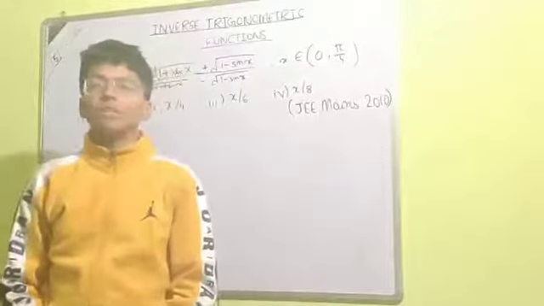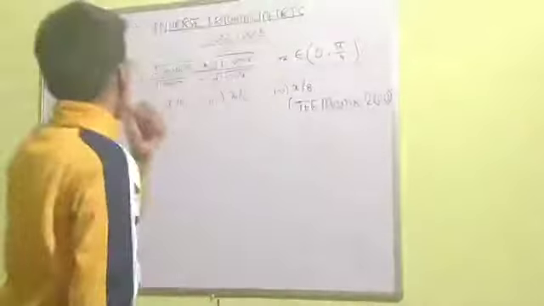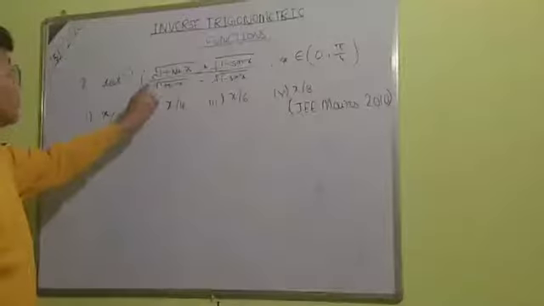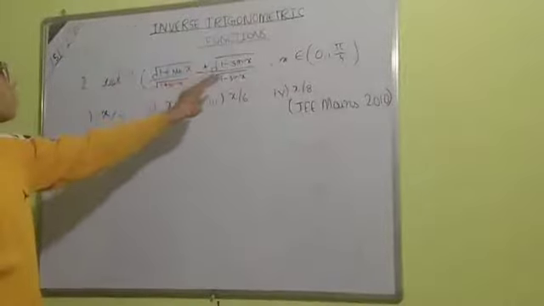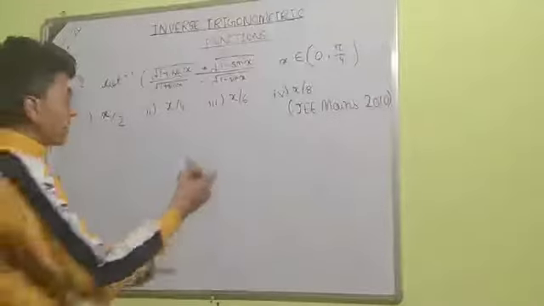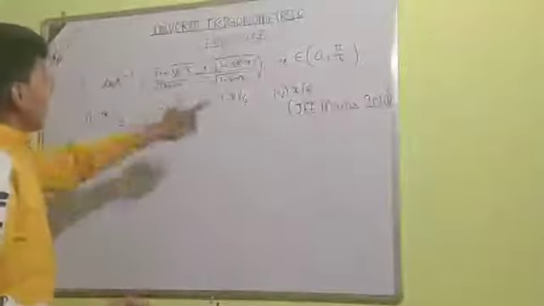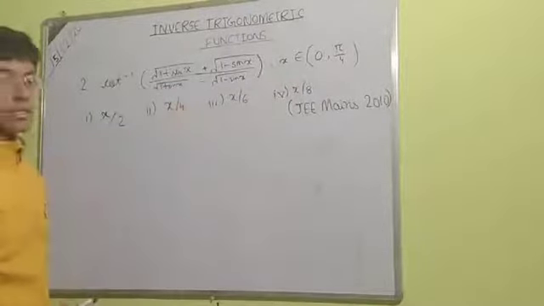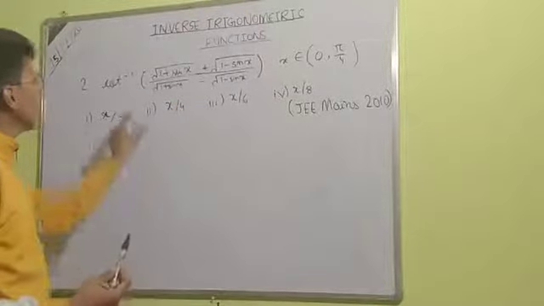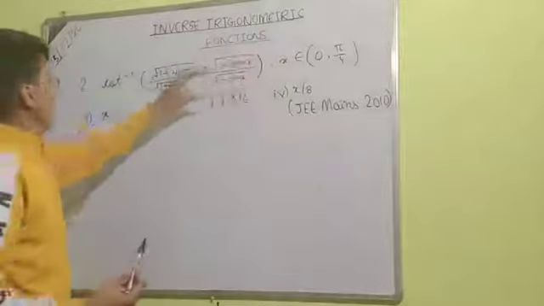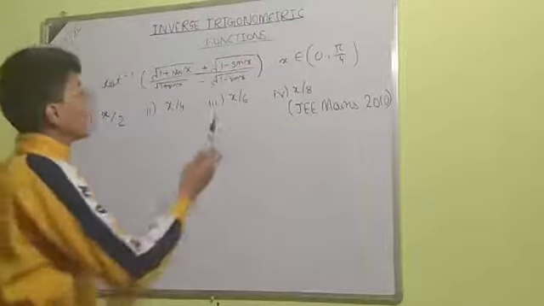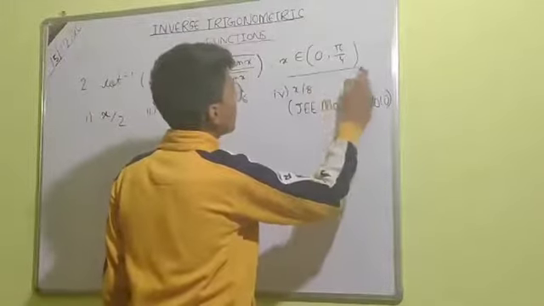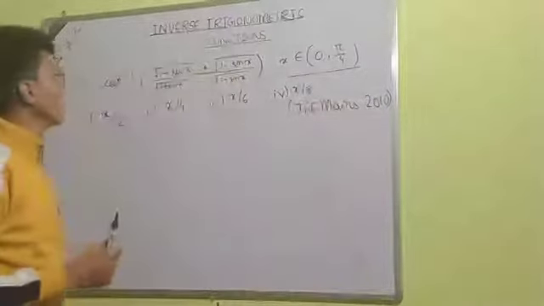So I am again here with the next question. So in this question it is given that cot inverse in bracket root 1 plus sin x plus root 1 minus sin x bracket close divided by root 1 plus sin x minus root 1 minus sin x. So we have to calculate here the value of this expression, and here one thing is also given that x belongs to the range 0 to pi by 4.